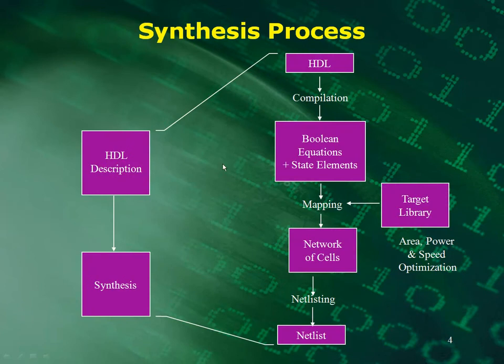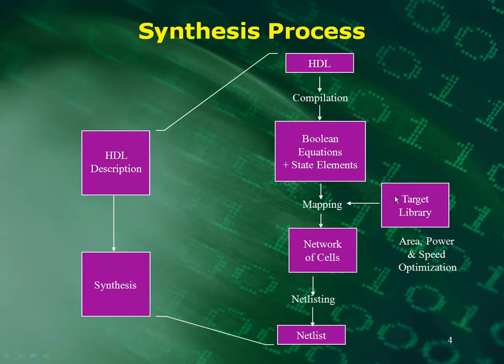So let's look at the actual synthesis process, where you take your HDL description and synthesize it. You start off with your HDL code, Verilog code. You compile it with your tools, and that produces an intermediate set of Boolean equations and state elements. Then it runs through a mapping process, typically, where it includes things such as your target library. Let's say you're using Altera, it's going to be the target library for that particular Altera device.